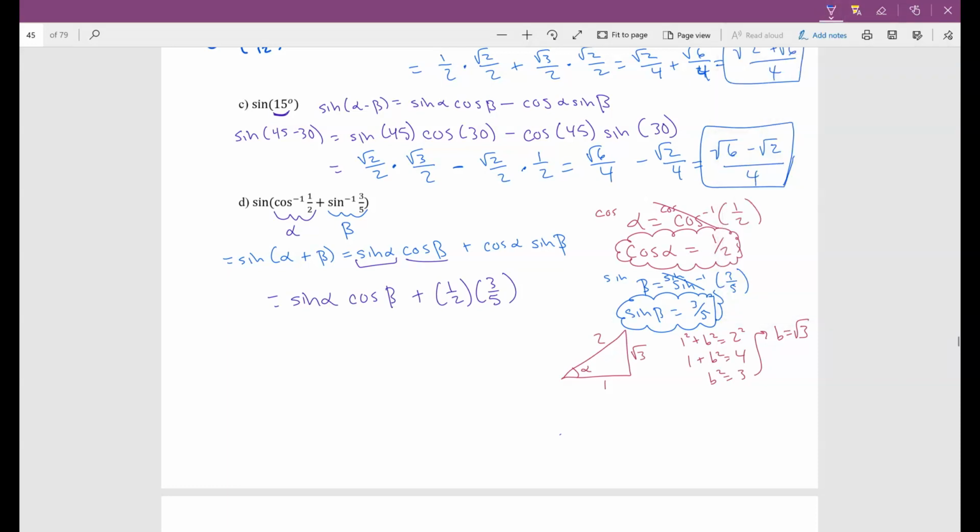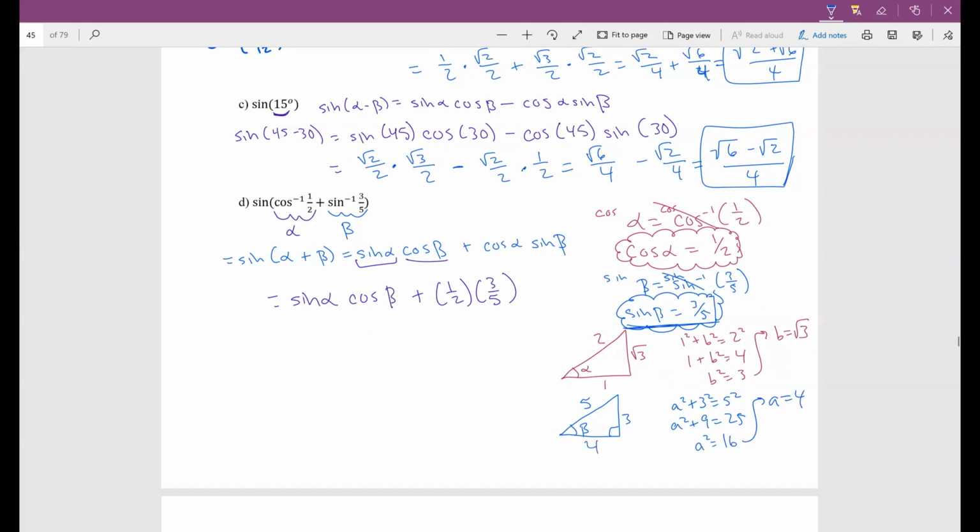Okay, and we can do the same thing with the other guy. So with beta, draw another triangle. The sine is going to be the opposite over the hypotenuse. Now we're going to use the Pythagorean Theorem. a squared plus b squared equals c squared. So a squared plus 9 equals 25. a squared equals 16, so that means that a equals 4.